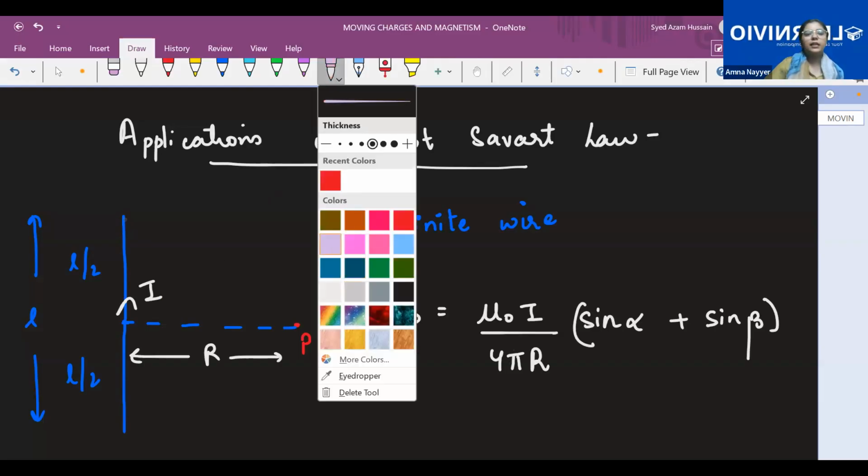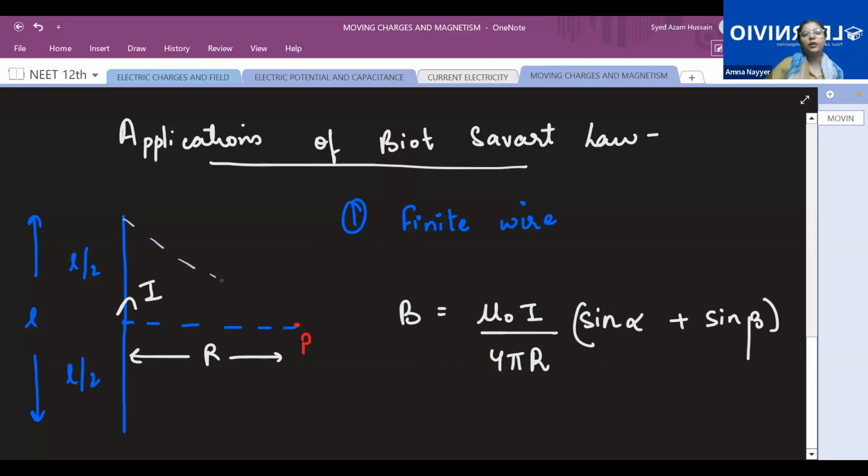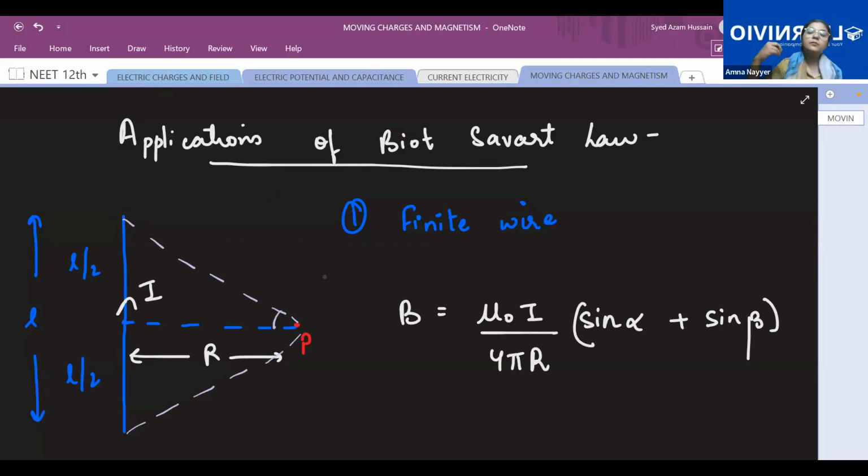Basically, we take up the values from this point. This is the point P. So this angle that the point P is making with one of the ends of the wire is taken as alpha, while this angle is taken as beta. This is a general formula, okay, for any finite wire. So for that, you should know the values of alpha and beta. Alpha and beta are angles present, so these values you should know by yourself.